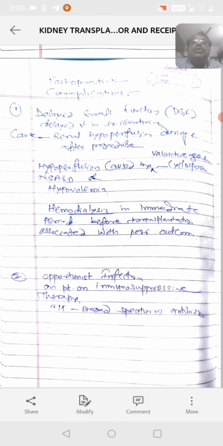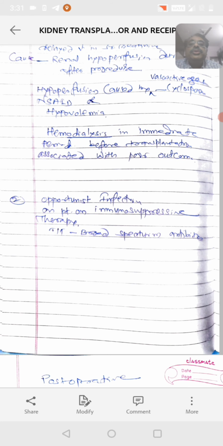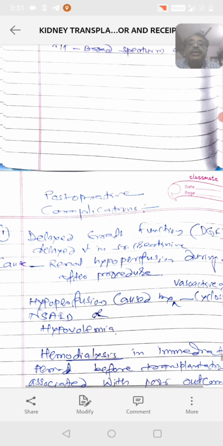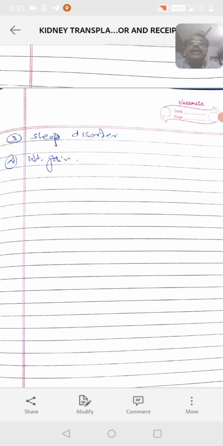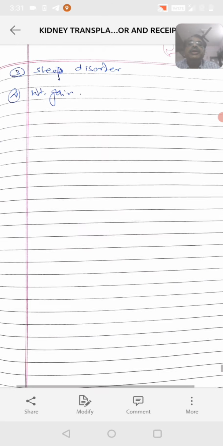Then we will see the postoperative complications. Postoperative number one complication is delayed graft function. The causes are renal hypoperfusion, NSAIDs, hypovolemia, hemodynamic instability. Hemodialysis in the immediate postoperative period before transplantation is associated with poor outcome. Second, opportunistic infection. As the patient is on immunosuppressive therapy, treatment with broad spectrum antibiotics should be given. Then there may be sleep disorders and there may be weight gain.